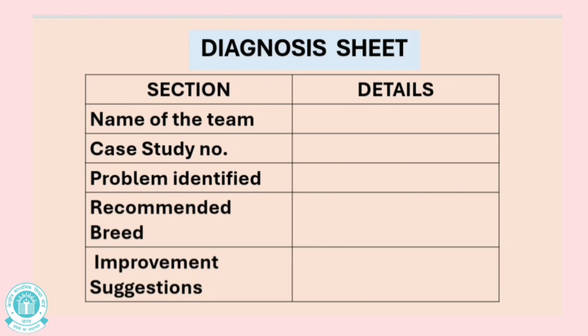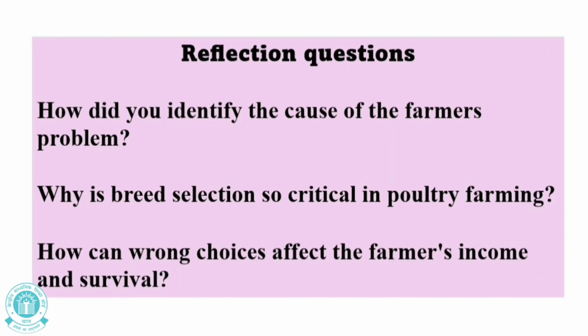Facilitator may boost the learners and say, your mission is to solve real farm problems using scientific thinking. Diagnose what went wrong, choose the right breed, and suggest full management solutions. Remember, every advice must be based on science, not guesses. After teams fill their worksheets, here comes the reflection stage.